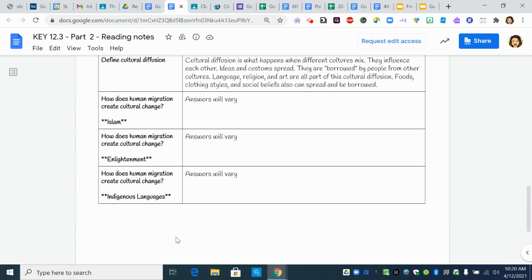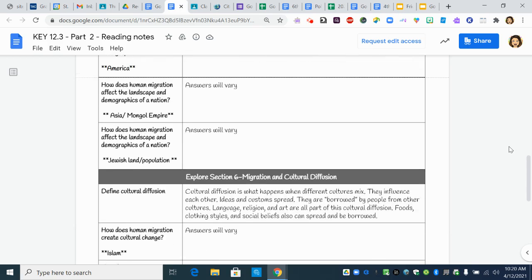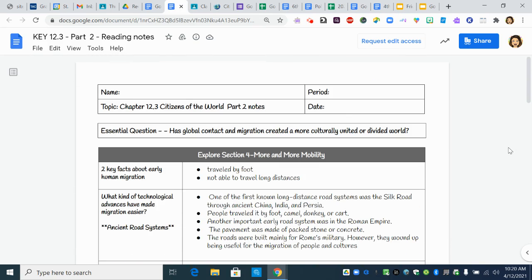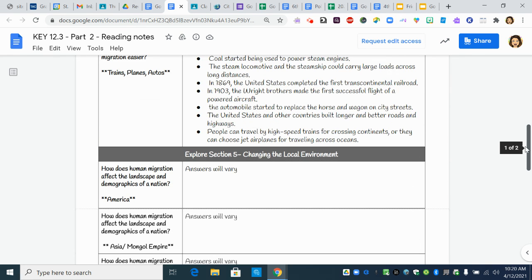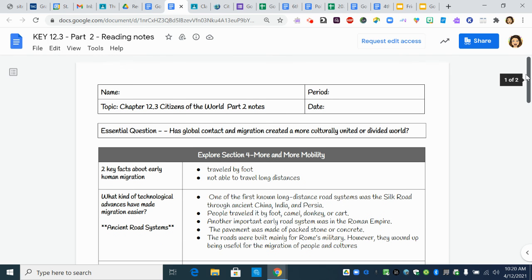So you can have any of the information we highlighted in the text to add to these spaces here. So please do not write answers will vary. That means that your answers could vary based on what you highlighted in the text. So you're going to copy and paste what you highlighted and add that here. Okay? All right. So the answers will vary just tells us, the teacher, when we're checking your notes, that you might have different answers based on what you read from the text and highlighted.